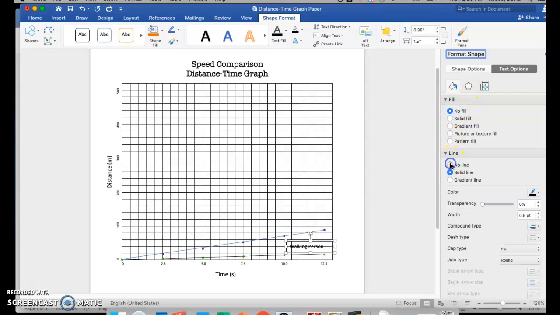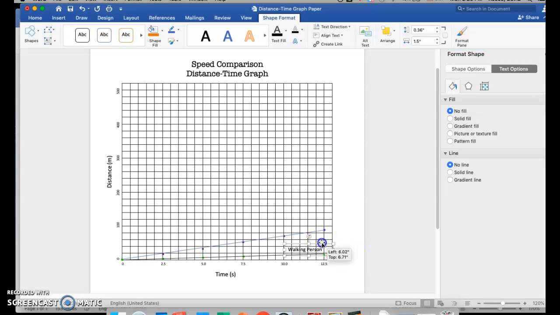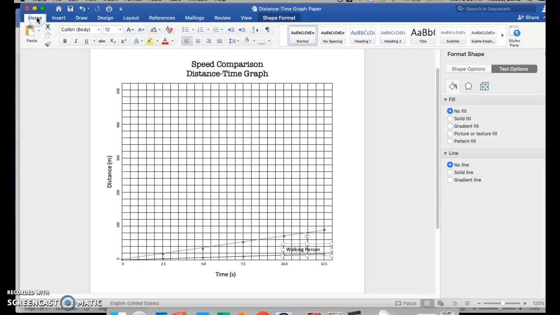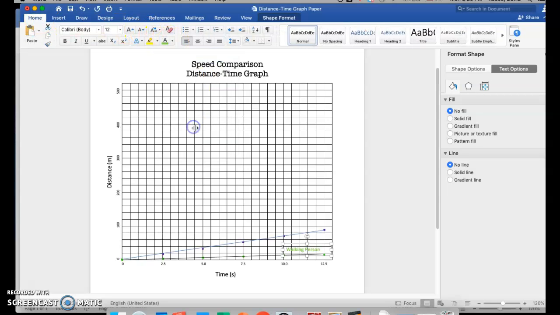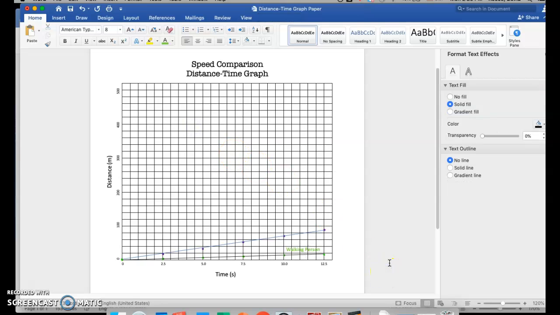No fill, no line. And there you go. So I can move this right on that line right there. There is my walking person. Okay. I can even change my font color to match my color of my dots. And there you go. The green one is the walking person. And you can do that for each line also.